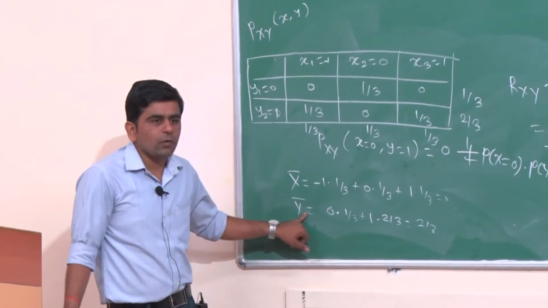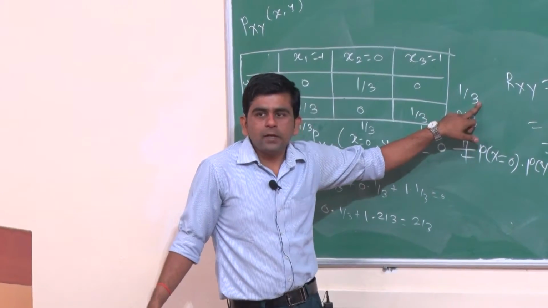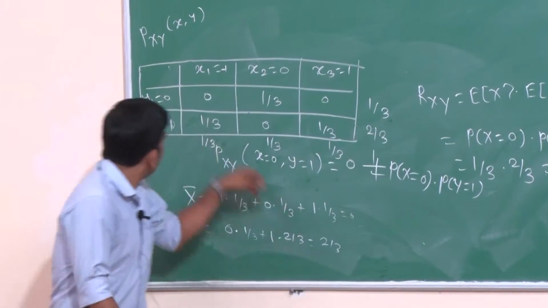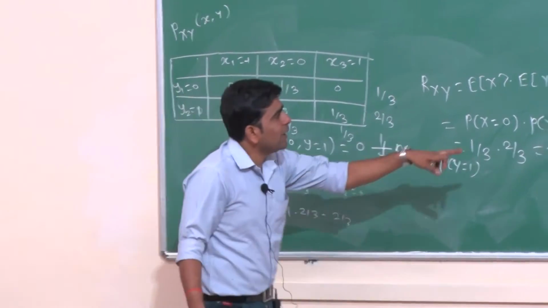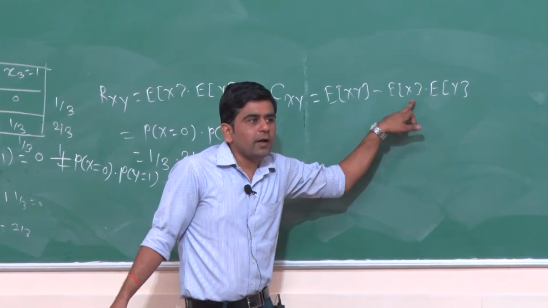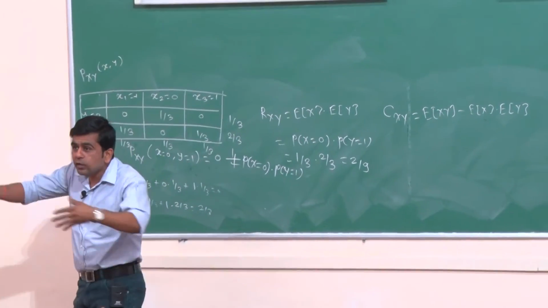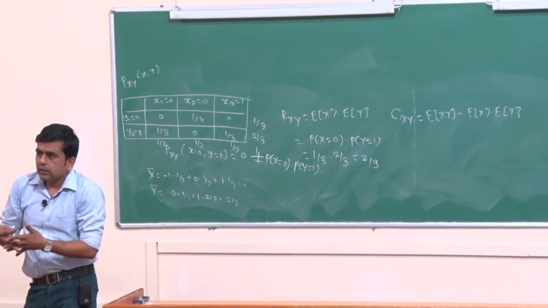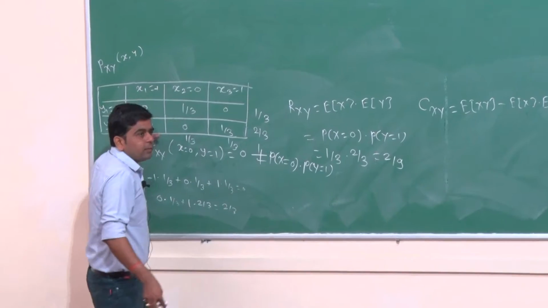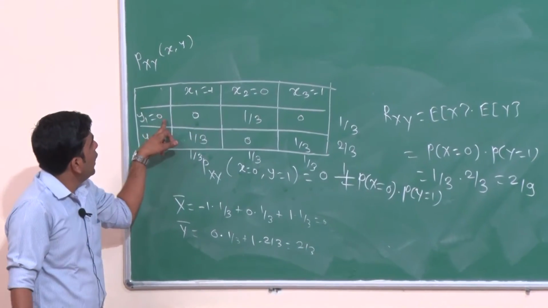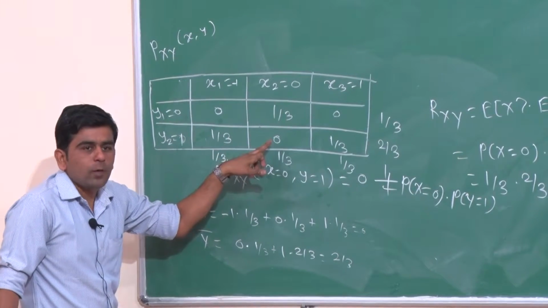Similarly, for random variable y, y bar is equal to 0 into its marginal probability 1 by 3 plus 1 into 2 by 3, that is equal to 2 by 3. In this way we will get mean value for x and y. Similarly, you have to calculate expected value of xy. This will give the joint probability. Here we have to consider joint probability. For this case, I will get only 3 points where joint probability is present.